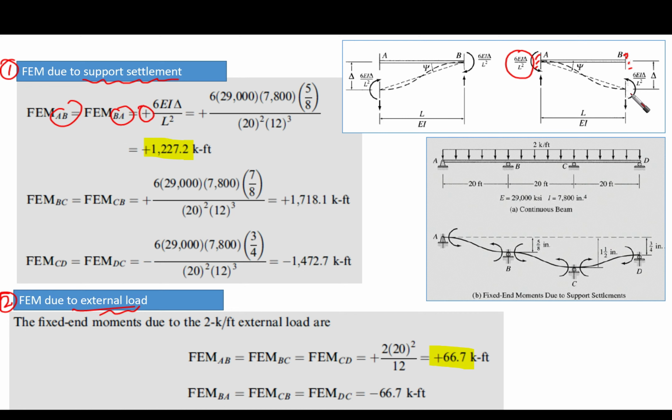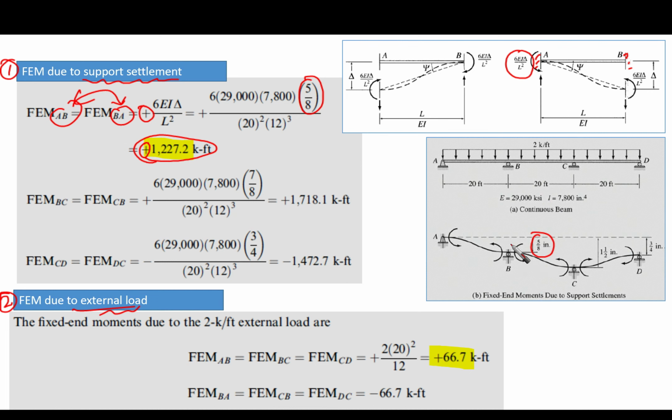Similarly, also for fixed end moments BA, it is going to be counterclockwise and the same magnitude. So they are the same actually. We said they are the same, 6EI delta over L squared, and delta we have it with 5/8 inch here. Okay, so we have this amount of the fixed end moments with positive sign. Okay, now let's go with the BC.